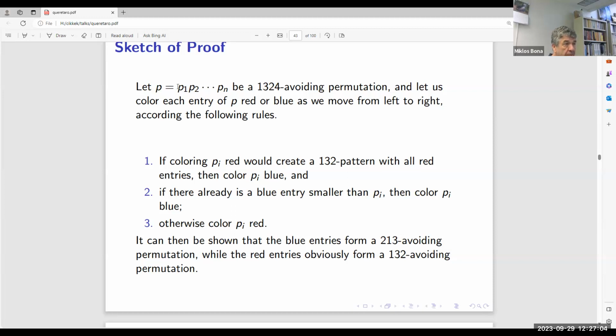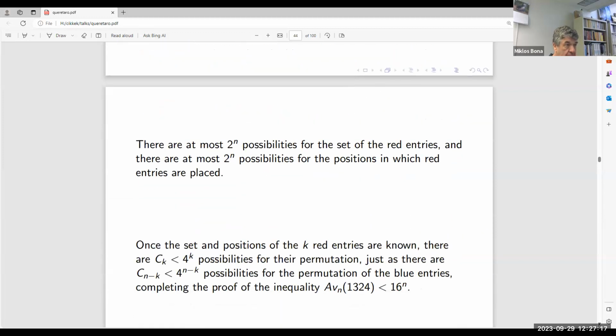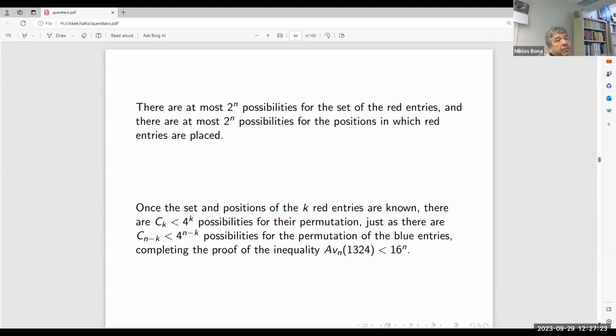So we broke up a permutation that avoids 1324 into two substrings, one of which avoids this and the other one of which avoids that. In how many ways can that happen? Now comes the wasteful count. There are at most 2 to the n possibilities for the set of red entries, because it's a subset of all entries. And there are at most 2 to the n possibilities for the positions in which red entries are placed. So you have at most 4 to the n choices for completely knowing the colors of every entry at every position.